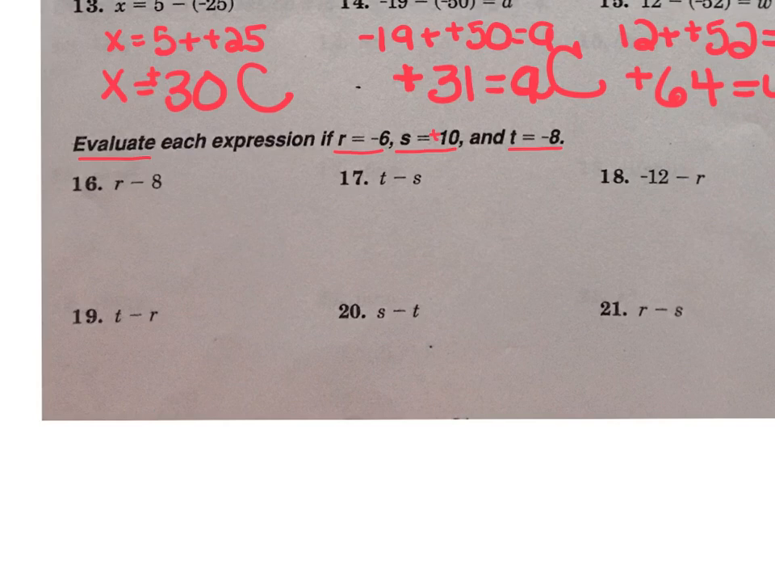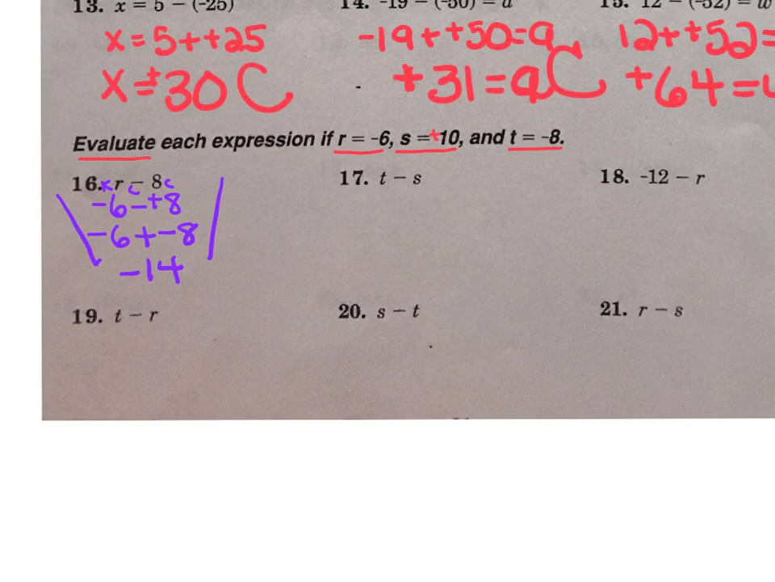Let's start with number 16. R is -6 minus, and that, of course, is a positive 8. But because it's subtraction, you would keep change, and rewrite it as -6 plus a -8. A -6 and a -8 funnels down into one value, -14. Let's try one more, and then you can complete the rest on your own.